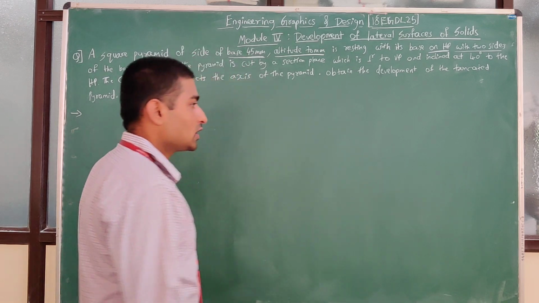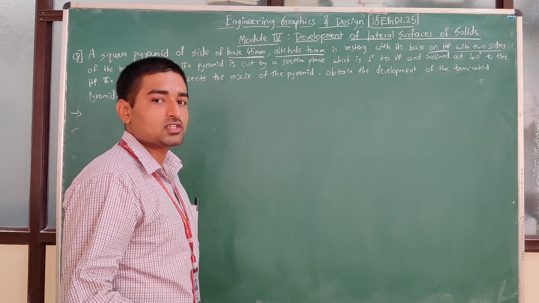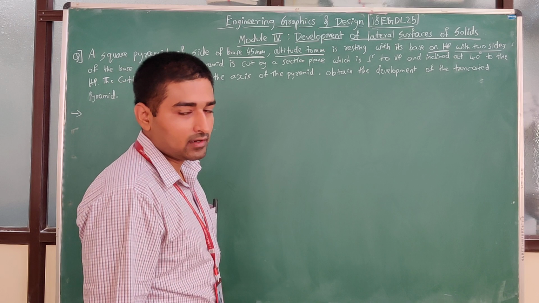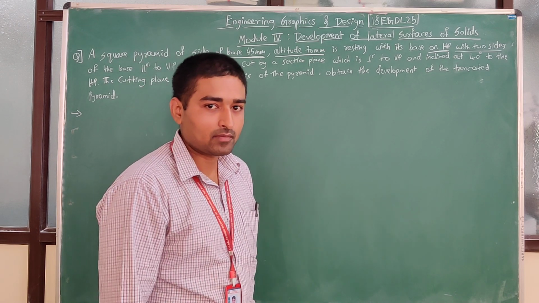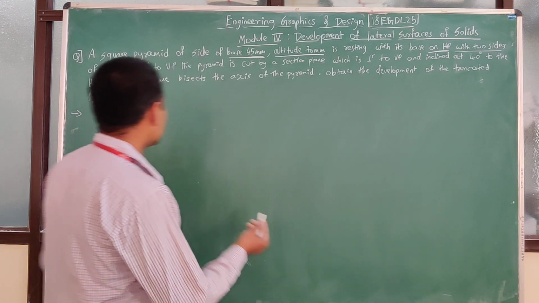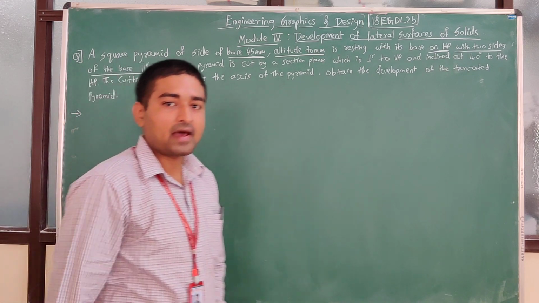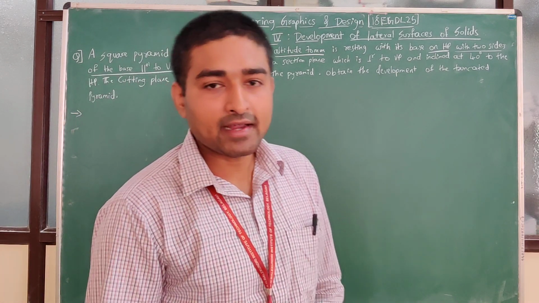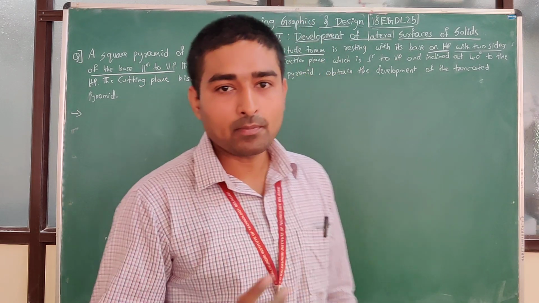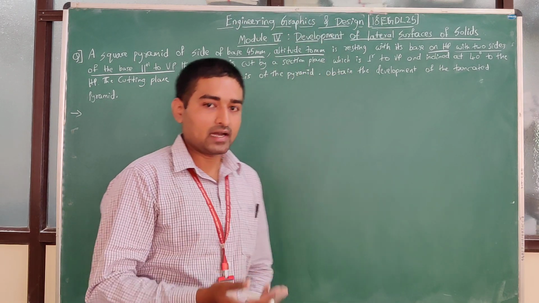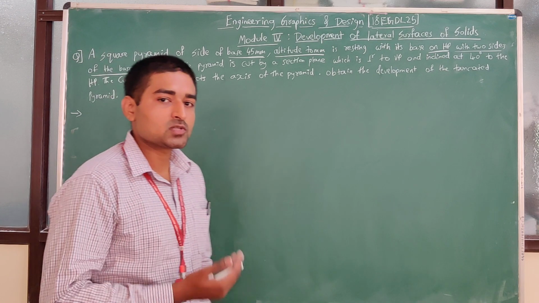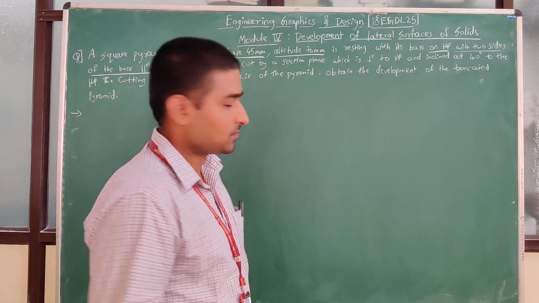When we say equal inclination with respect to the xy line, that means it is making 45 degrees. But here they have said that two sides of the base are parallel to VP. Parallel to VP means any two edges should be parallel to the xy line. If that is the case, then that is a problem with respect to what? Resting on the edges. Correct?